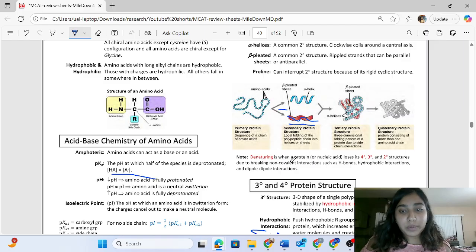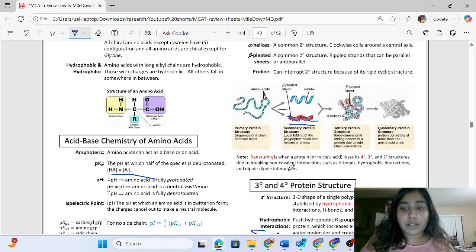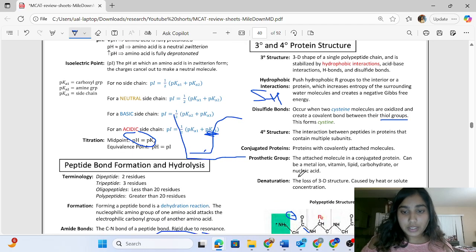Okay, so how we denature it is we can increase the salinity, like put a lot of salt, or we can lower the pH by putting acid, or we can give a lot of heat to it. All these three things will result in denaturing of your proteins, because it will disrupt the hydrogen bonding, hydrophobic effects, and dipole interactions. So it's loss of 3D structure caused by heat or solute concentration.